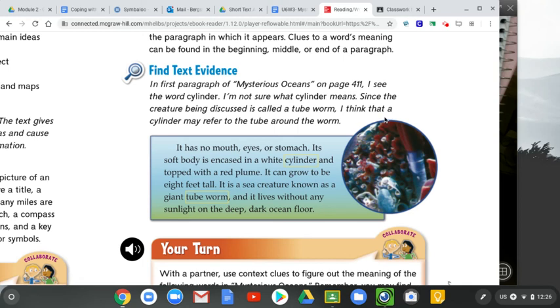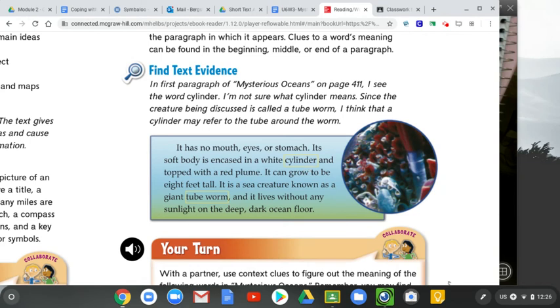The think aloud says, I see the word cylinder. I'm not sure what cylinder means. Since the creature being discussed is called a tube worm, I think that a cylinder may refer to the tube around the worm. The reason why I agree with that statement is it says its soft body is encased in a white cylinder.